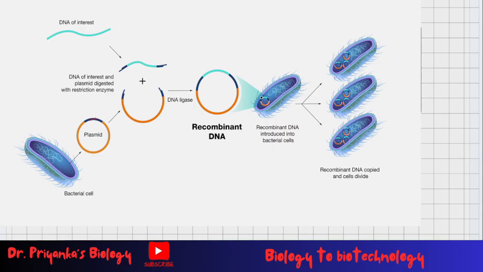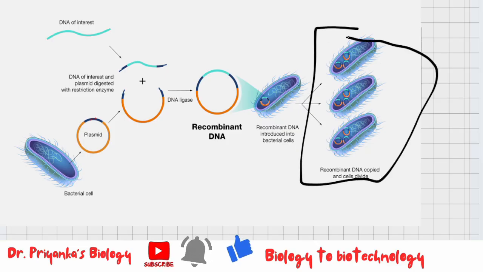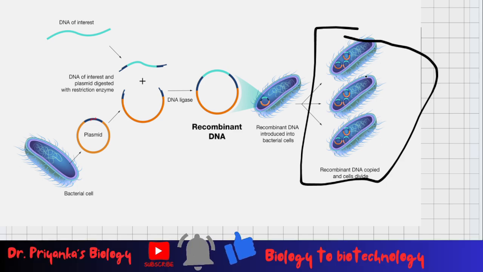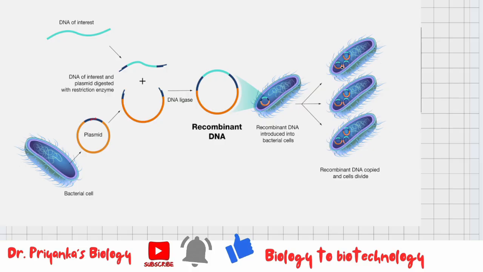coli, where it will go through multiplication. It will produce multiple copies of this recombinant DNA. So when we break open, suppose we have to isolate these pieces of DNA, you can see only one recombinant DNA here, but inside these progenies there are three.